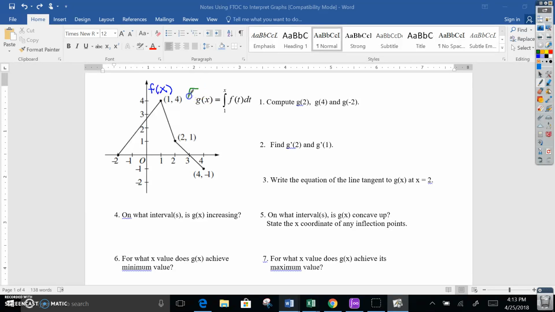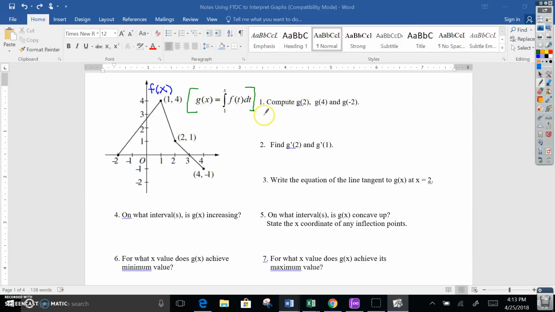Now, right next to it, you're going to notice they're going to define g of x. I'm just going to kind of box it in right here. g of x is defined as the integral from 1 to x of the function f of t dt. And remember that we are just using a dummy variable here, t, but in reality, they're referring to the function f of x. And so the first problem says to compute g of 2.